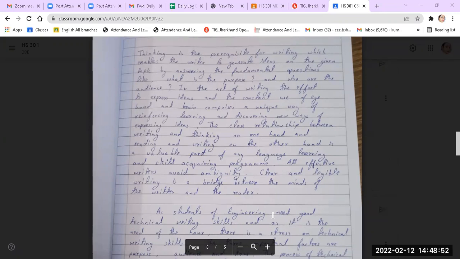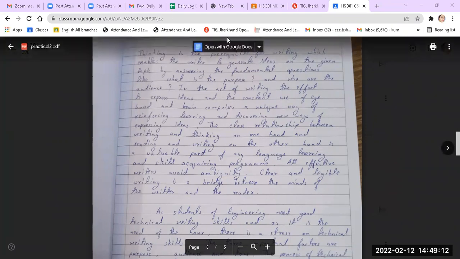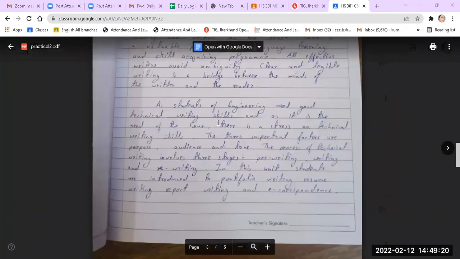All effective writers avoid ambiguity. Clear and legible writing is the bridge between the minds of the writer and the reader. Here the spelling of writer is correct or wrong? What is the spelling of a writer? Please tell me. Single T, ma'am. Yes. So please be careful with your spelling. Here the spelling of writer is wrong.